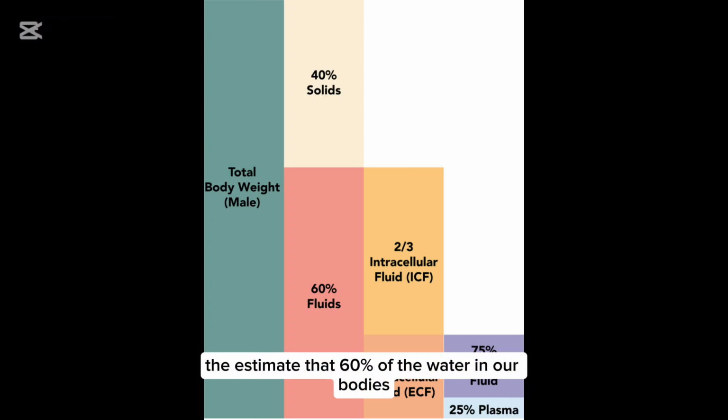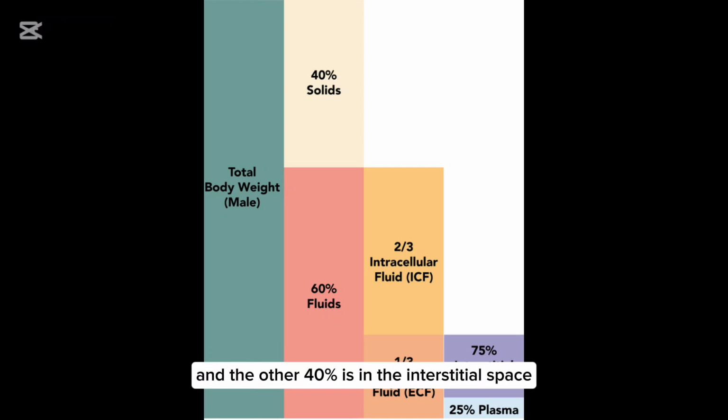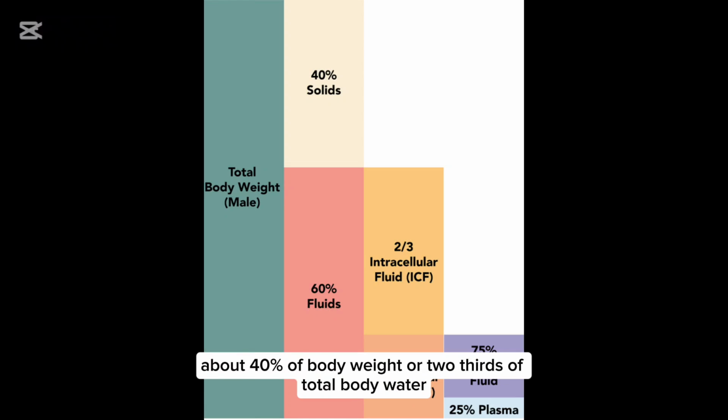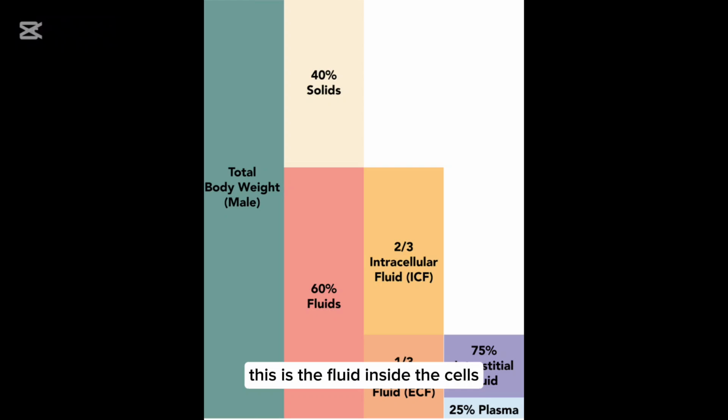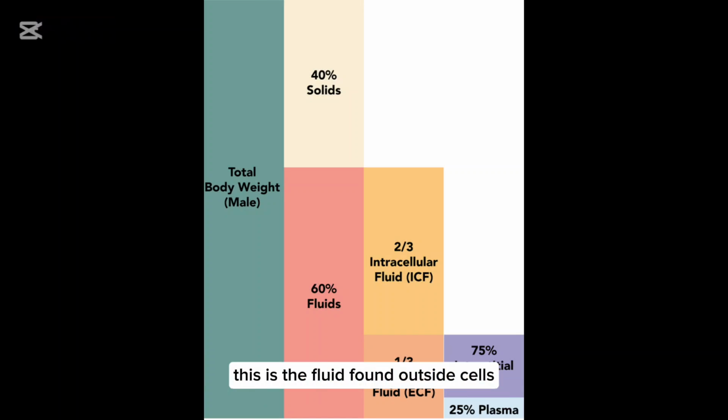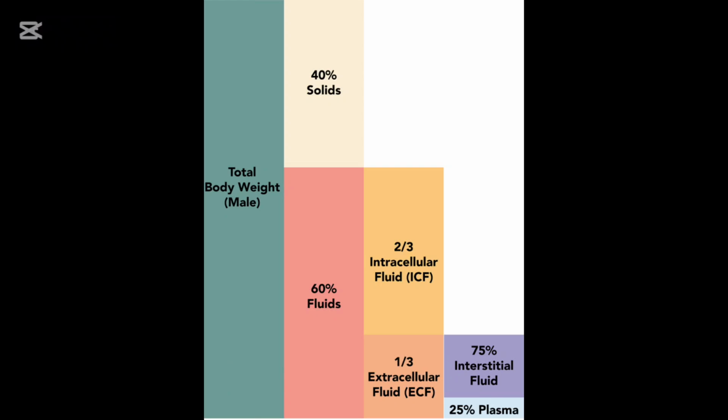The estimate that 60% of the water in our bodies is intracellular and the other 40% is in the interstitial space is not entirely accurate. Total body water, about 60% of body weight. Intracellular fluid, ICF, about 40% of body weight, or 2/3 of total body water. This is the fluid inside the cells. Extracellular fluid, ECF, is approximately 20% of body weight, or 1/3 of total body water. This is the fluid found outside cells.